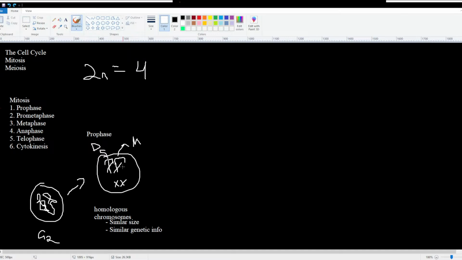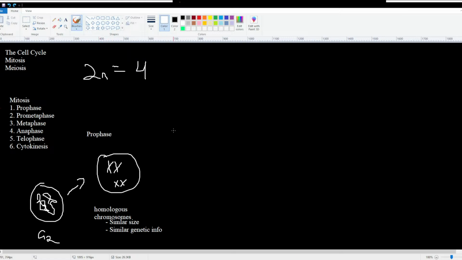And we'll get more into what this means later during meiosis. But essentially, when we have 2n equals 4, because we're a diploid organism, this is what being diploid means. It means to have homologous chromosomes. Homologous chromosomes mean that you have two chromosomes that are of similar size and similar genetic info.